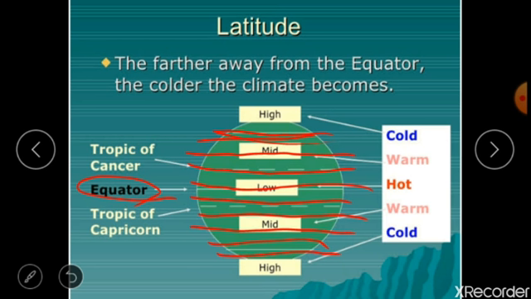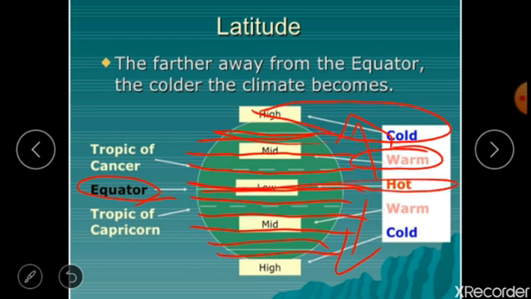As the latitude increases, or as we move away from the equator, this is the equator, as it moves away from the equator, temperature starts decreasing. You can see that this region is cold, this is warm, and the equatorial region is hot. Again, in the southern hemisphere, warm region and the cold region.